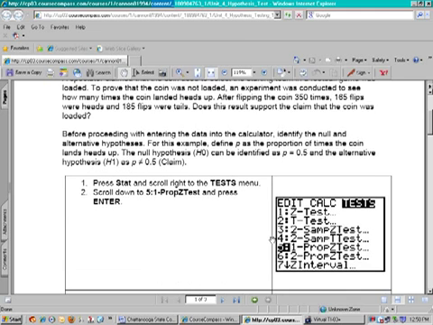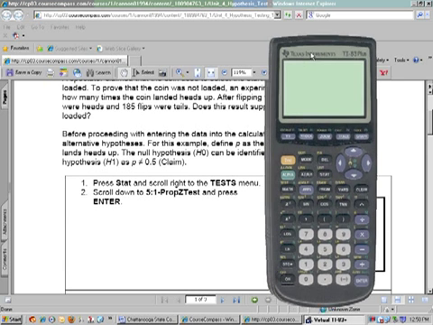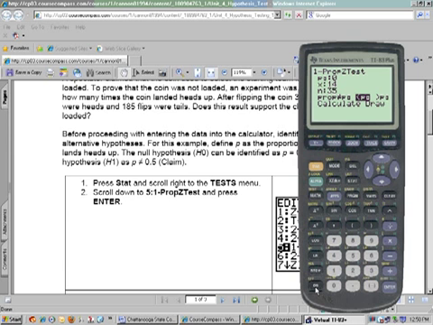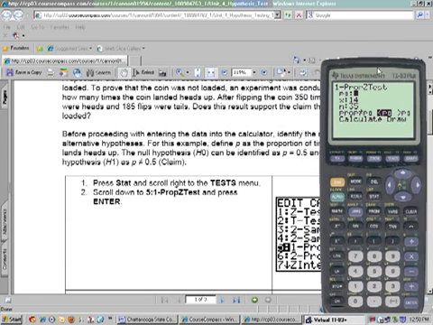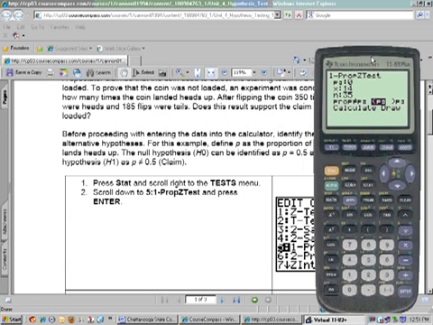Now the next thing we want to do, we want to call up the calculator, pull it up, and turn this on. And we want to go to Stat, move over to Test, and go down to where it says 1 proportion z-test, number 5. And this will come up on the screen. Now we have to fill in the information. The P comes from your null hypothesis. If you remember, the null was P equals 0.5. So we're going to put 0.5 into the calculator.